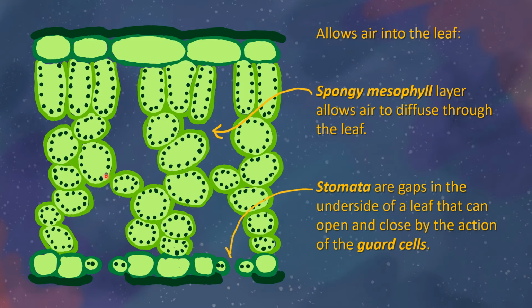Okay, the stomata are gaps in the underside of the leaf that can open and close by the action of the guard cells. So these two things here, they are guard cells. So they open and close to let air in or out depending on what it needs. Okay, same with here, these are guard cells too. So the gap is the stomata, and then the guard cells open and close the stomata.